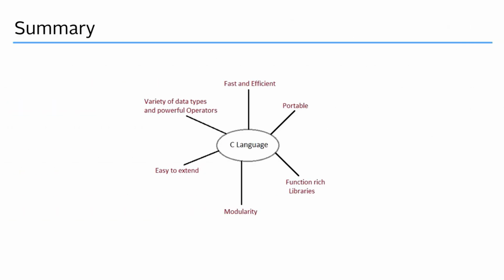So just to summarize, this is a nice illustration again I found on the web that I'd like to provide you with. The core features of the C language: fast and efficient, portable, a lot of nice libraries where you can reuse code and you don't have to do things on your own. Modularity, talked about earlier, but this is the idea of organizing your code around functions. Easy to extend, and then all of these powerful operators that allow you to do things.